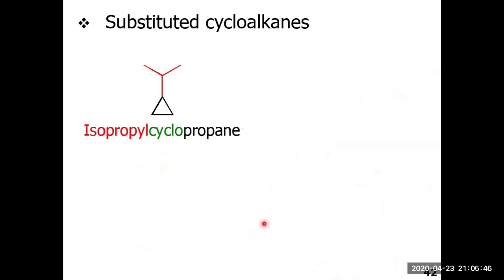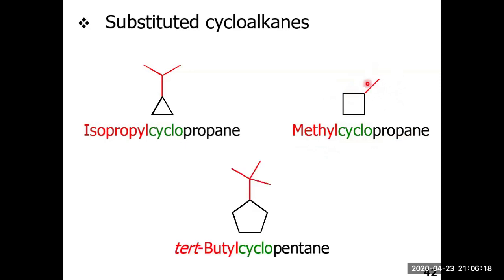Let's take a look at this example. There's just one substituent, so it's quite easy to name this. In this case, we just name this one as isopropylcyclopropane. Now, take a look at this example. Again, you have here a methyl group, a CH3 group. So this one is named methylcyclopropane. This entire thing here is your cyclopropane, and this one is your methyl group. Now, how about for this one?